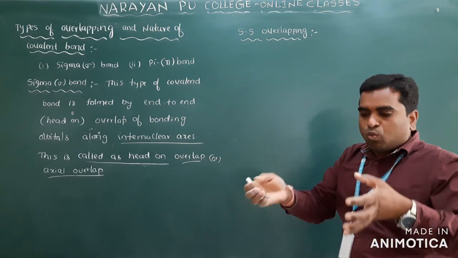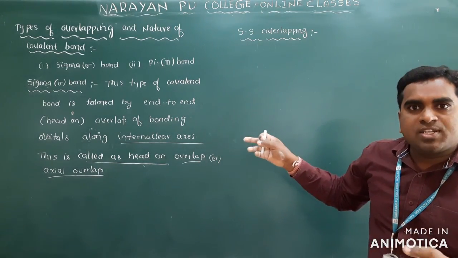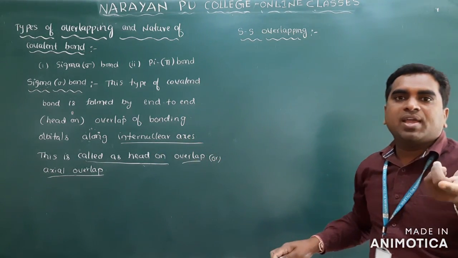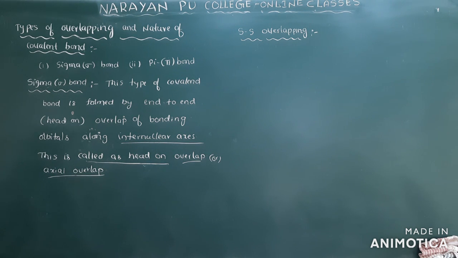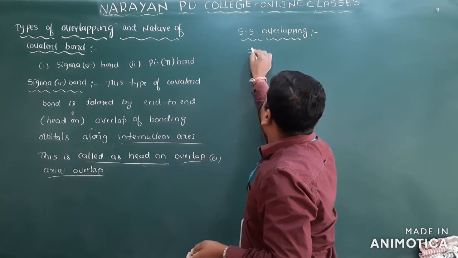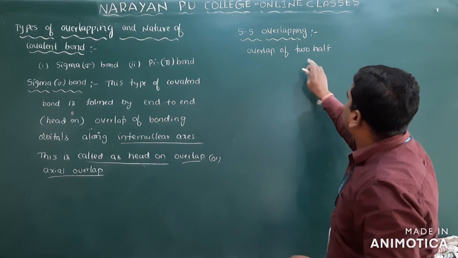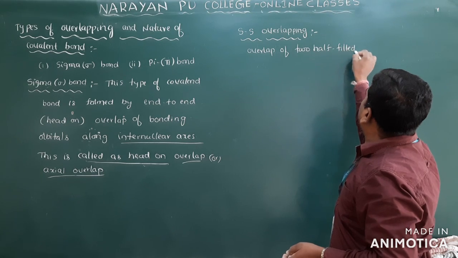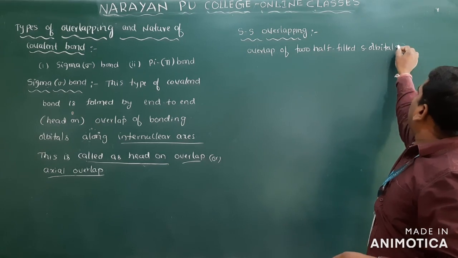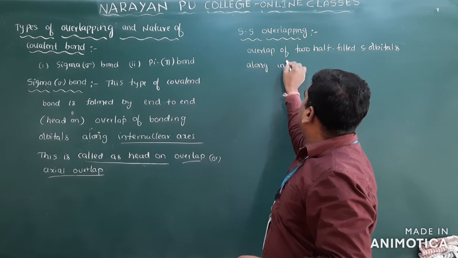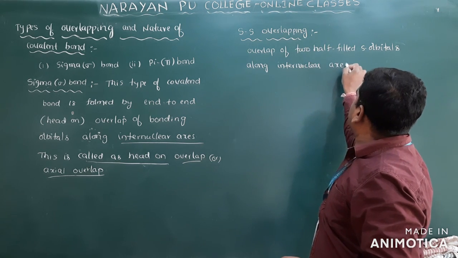So how will it be formed? Overlap of two half-filled s orbitals along the internuclear axis forms a sigma bond. So write that one. Write a single point: overlap of two half-filled s orbitals along the internuclear axis. Overlap means half-filled orbitals must overlap, two half-filled s orbitals.